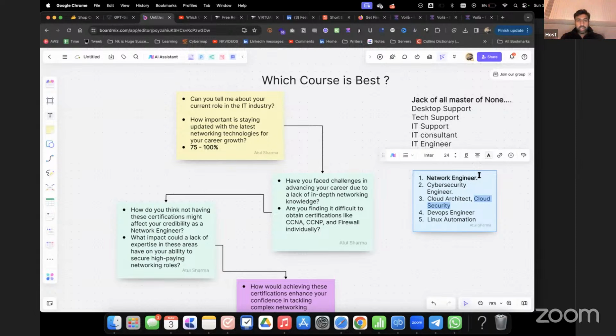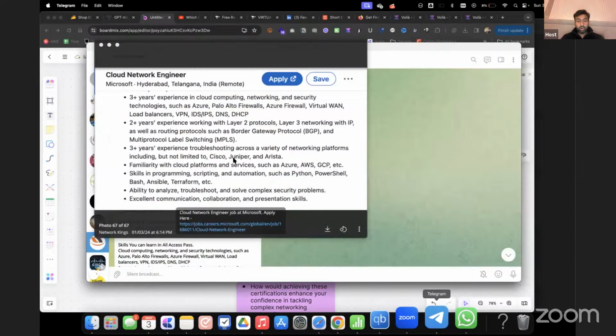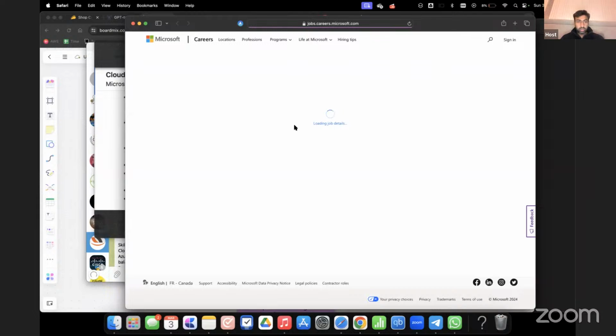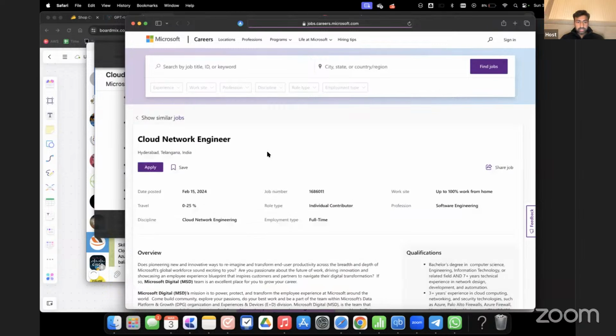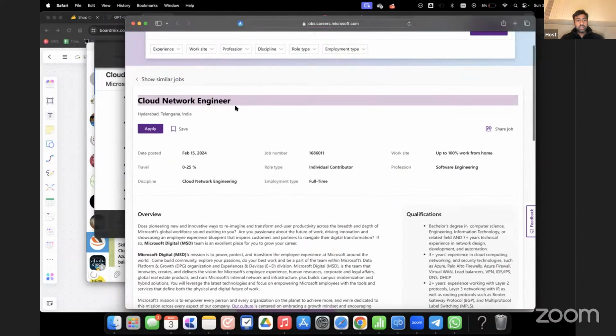The current market and the current standards, I have already shown you. Even I can go to the Microsoft website. Now you can see here they are hiring for, loading the job details, yes, you can see this is done. Now companies are not hiring network engineers. They are hiring cloud network engineers, cloud Linux engineers, cloud security engineers.